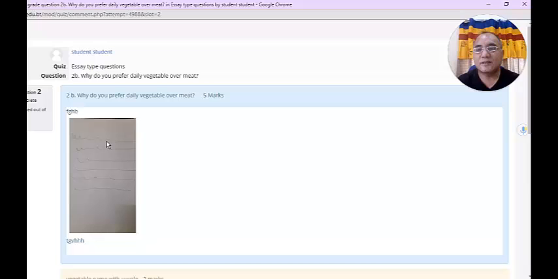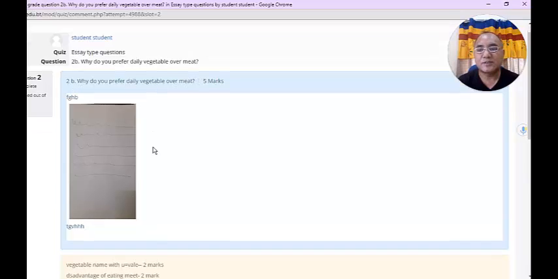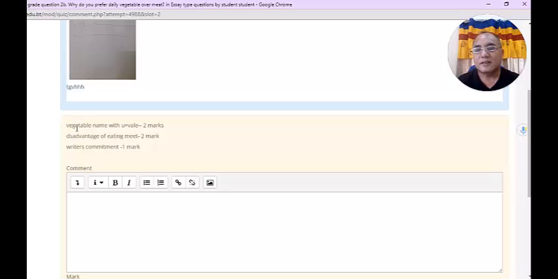The question is, why do you prefer vegetables over meats? Okay, the criteria for assessment: the student will write the response, and the student should be able to write a vegetable's name and values, the disadvantages of eating meats, and number 3, the writer's commitment, how he or she is committed thereafter.